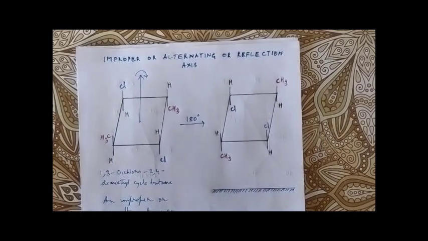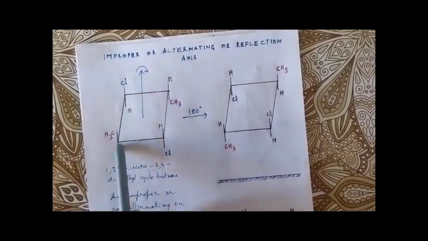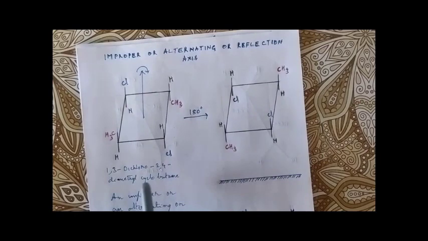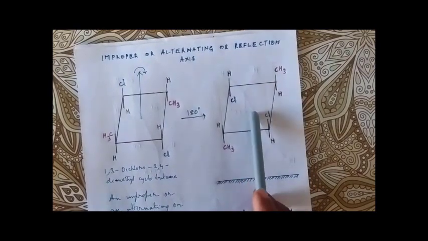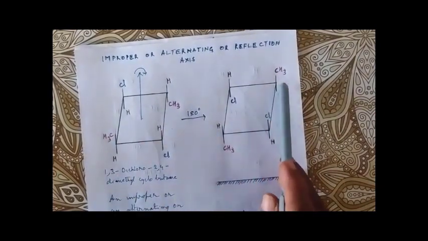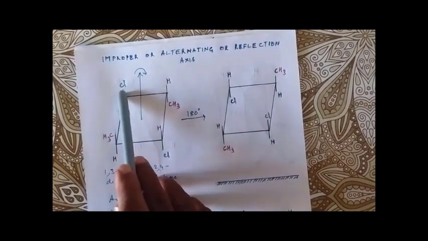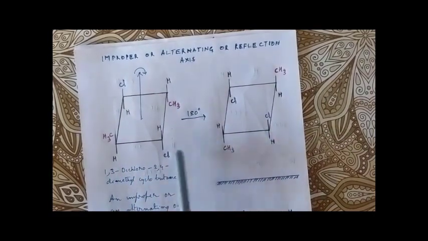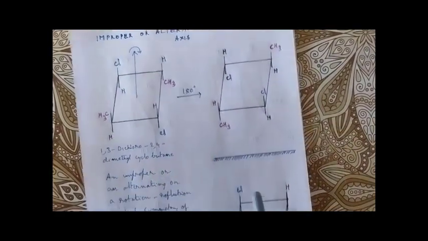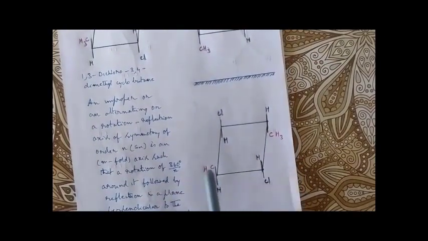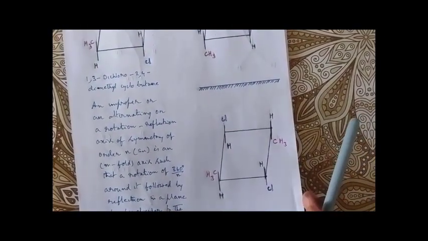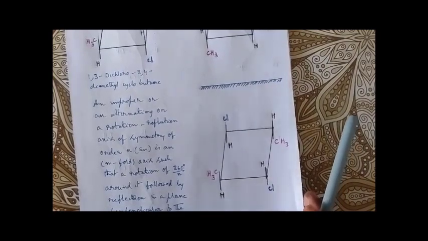And of course another example here is 1,3-dichloro 2,4-dimethyl cyclobutane. So this is rotated through 180 degrees. In the structure obtained in this manner, this CH3 group is obtained here, this chlorine is obtained here, and of course this chlorine is obtained here. Now it is observed in a mirror. The mirror image is this. So the mirror image is similar to the original. So such a process is known as an improper process.